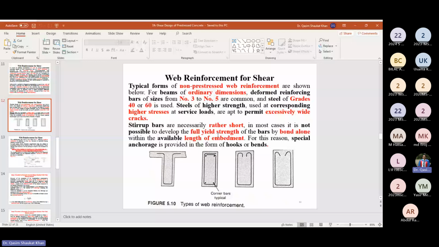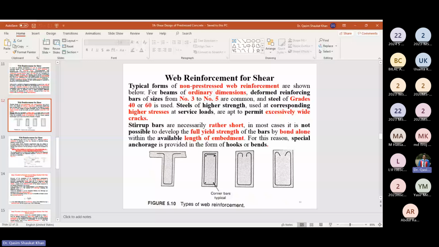Stirrup bars are necessarily rather short. In most cases, it is not possible to develop the full yield strength of the bars by bond alone within the available length of the embedment. Embedment length is generally not very large, so that's why full yield strength is not possible. For this reason, we provide special anchorages in the form of hooks or bends.